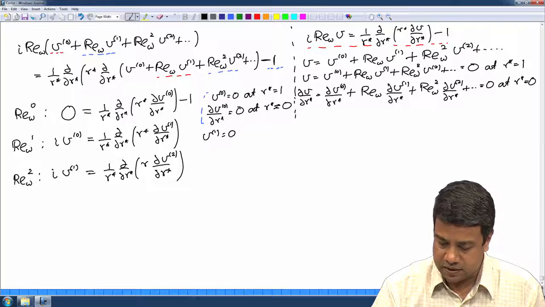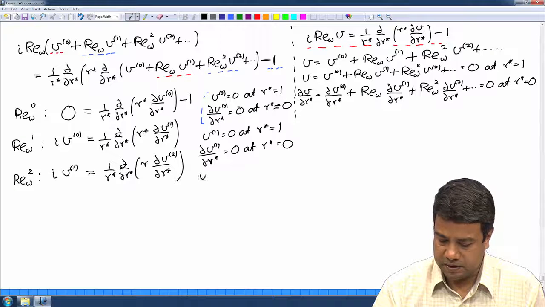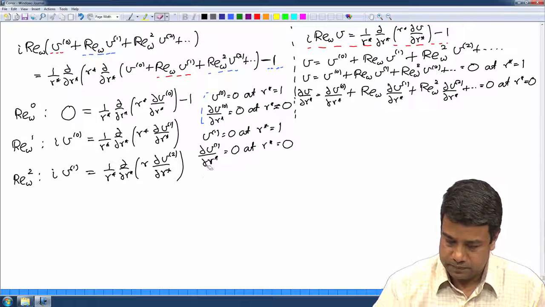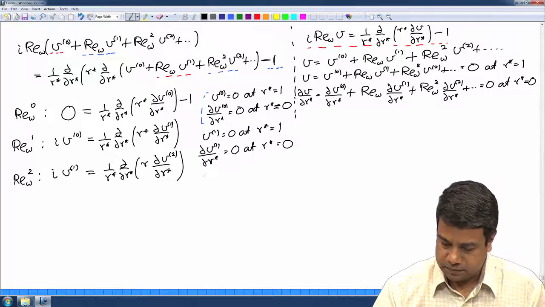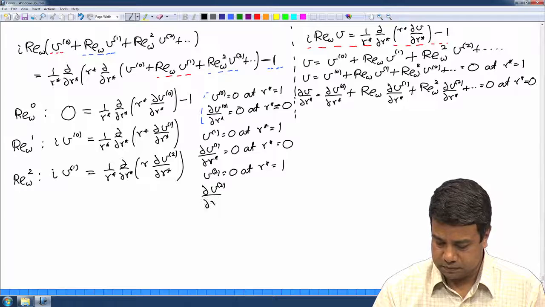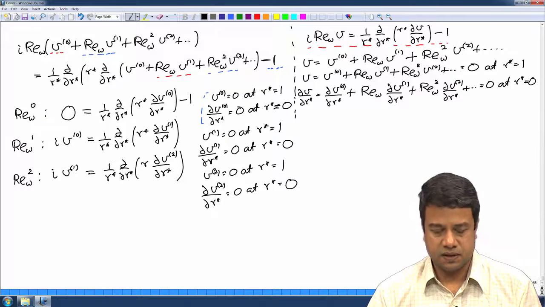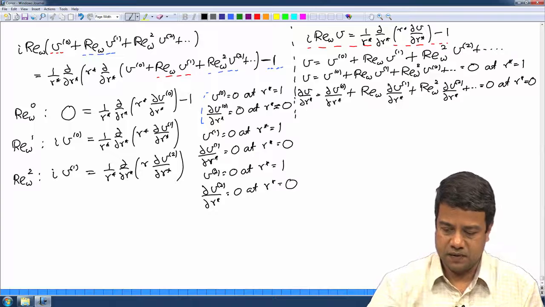V1 is equal to 0 at r star equal to 1 and partial V1 by partial r star equals 0 at r equal to 0. And similarly V2. So, those are the boundary conditions at each order, and you can sort of see a way in which we can solve this series of equations.